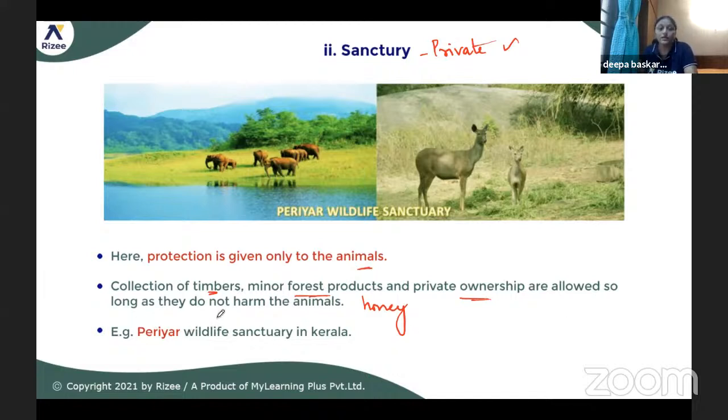So you have to remember, in sanctuaries private ownership is allowed, but we should not harm any animals. There are some rules to follow in sanctuaries. The example is Periyar Wildlife Sanctuary in Kerala.